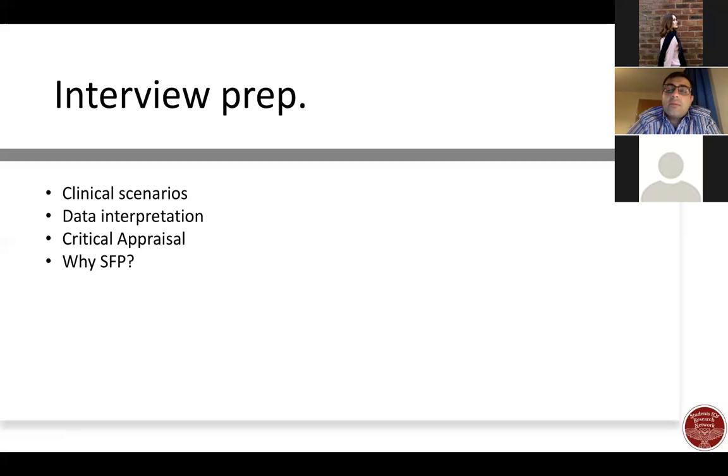Critical appraisal. You need to know different types of bias. You need to know about internal validity, external validity, and various areas of interest with regards to critically appraising literature. And then most importantly, you need to know why SFP and why that particular deanery. If you know a very important professor there, or you have read about the research, you can mention that. But just make sure that person is still accepting students.